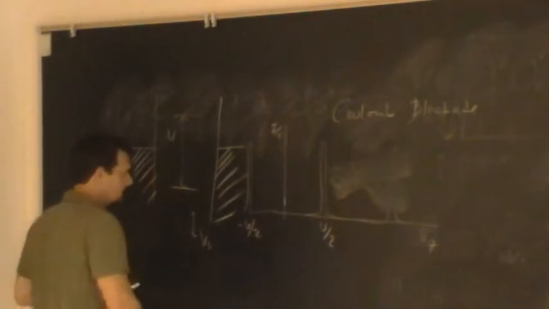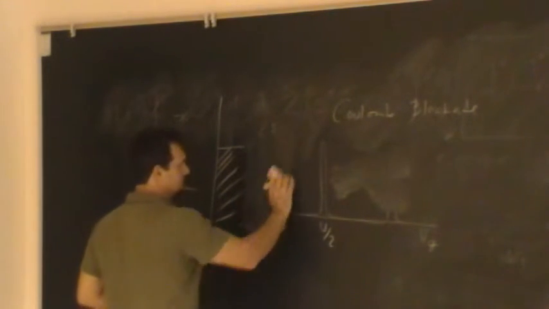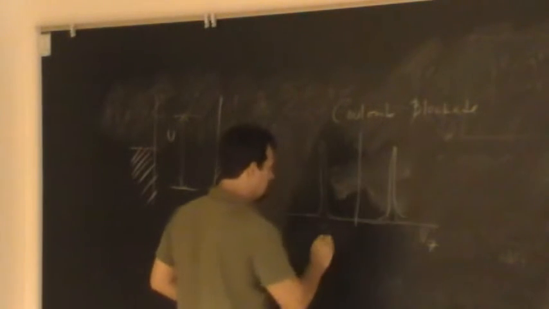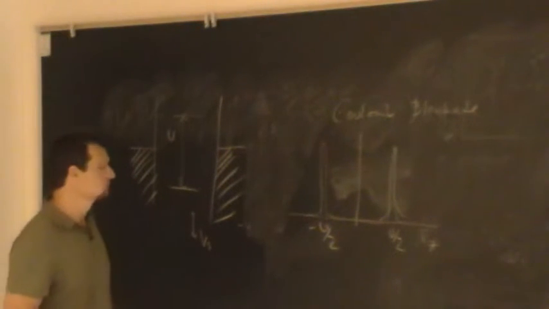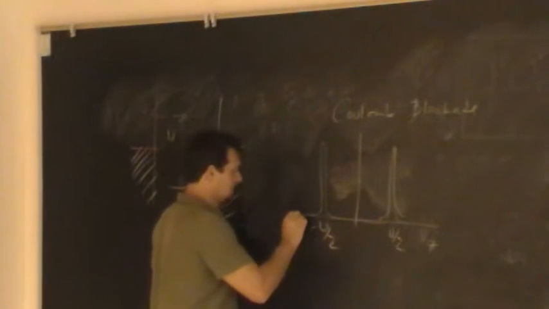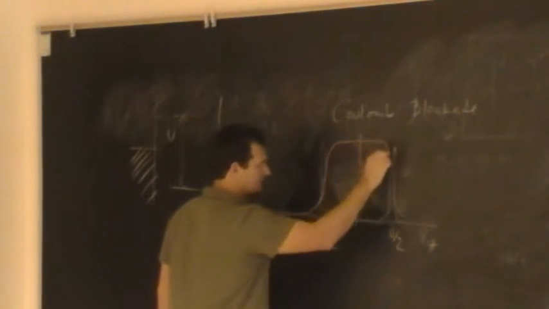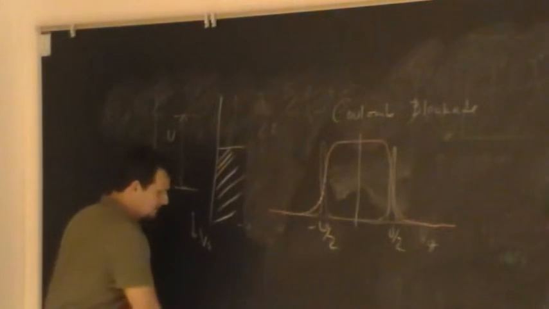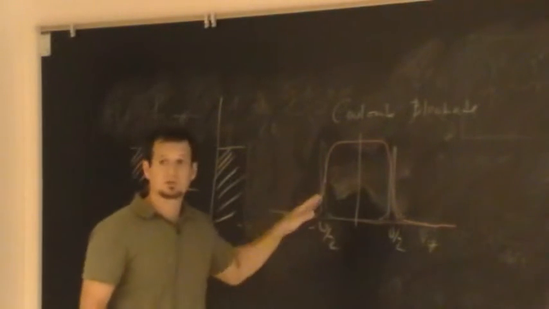In reality, what you see, let me redraw this. When you run the experiment, what you see is that the conductance does something like this. So the system is conducting in the entire window between these two levels. And this is what's called the Kondo effect.